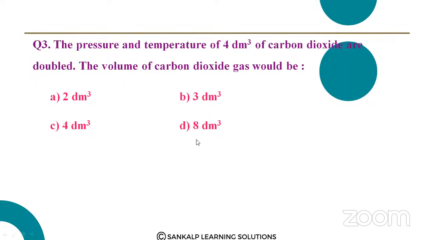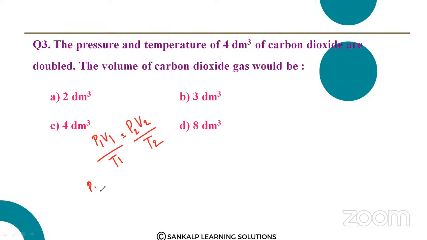Next, the pressure and temperature of 4 dm cube of carbon dioxide are doubled. The volume of carbon dioxide gas would be. So we had seen this particular one. It is P1 V1 upon T1 equals P2 V2 by T2, right? From the combined gas equation.